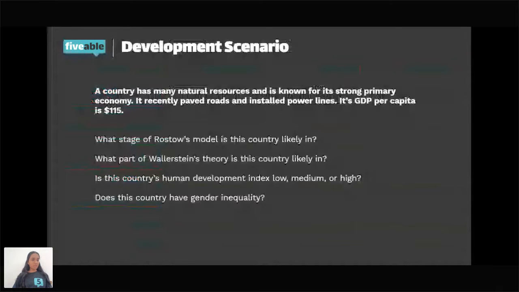So this is a development scenario. A country has many natural resources and is known for its strong primary economy. It has recently paved roads and installed power lines. Its GDP per capita is $115. What stage of Rostow's model is this country likely in? In what part of Wallerstein's theory is this country likely in? Is this country's Human Development Index low, medium, or high? And does this country have gender inequality? If you have any answers or ideas of what the answers are, just put them in the chat and we'll go over them.